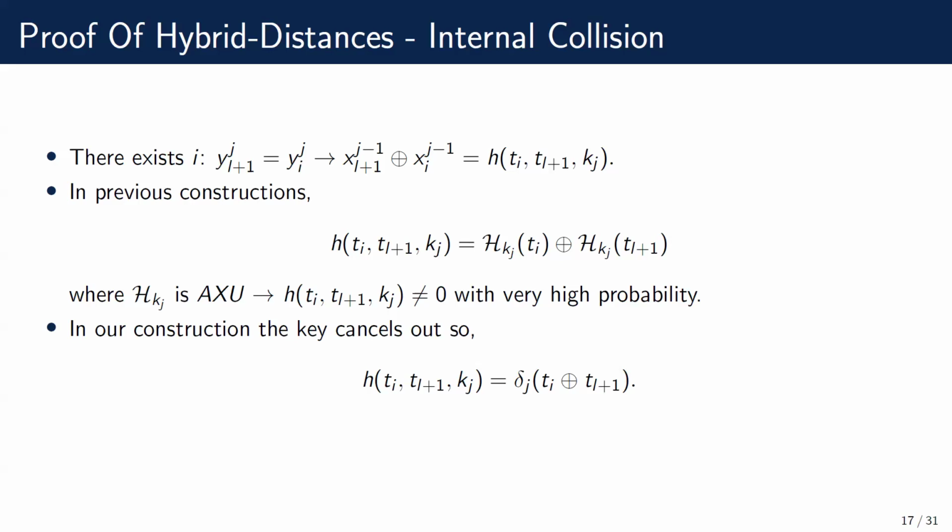However, in our construction, this is because the key cancels out. If we open the equation, we simply have it equal to some tweak schedule on Ti XOR TL+1, which of course can be zero, so that can be problematic.